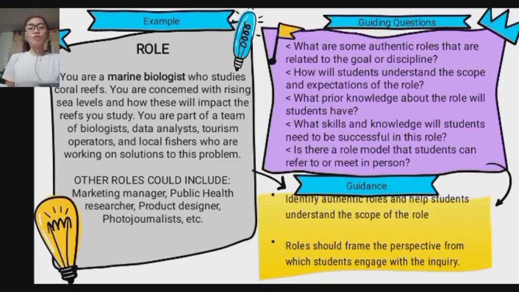Other roles that we can incorporate in our project-based assessments are the following. Some of them are marketing manager, public health researcher, product designer, and photojournalist, and there are lots more.